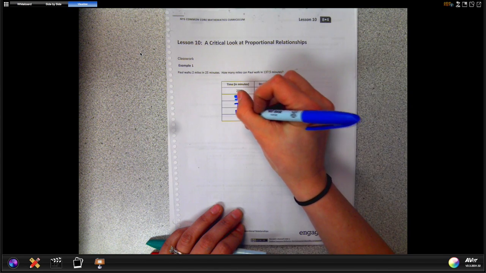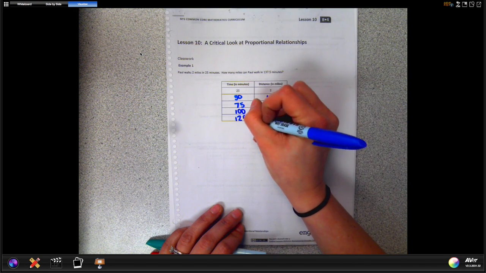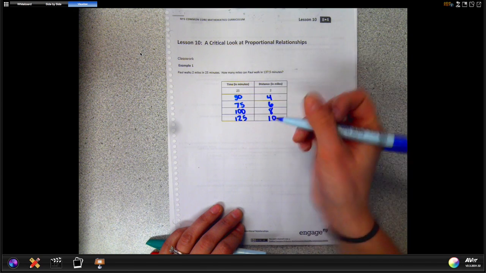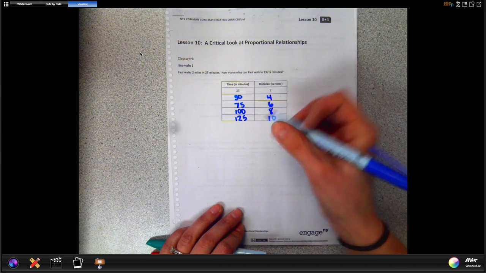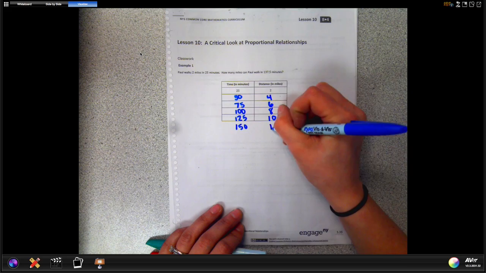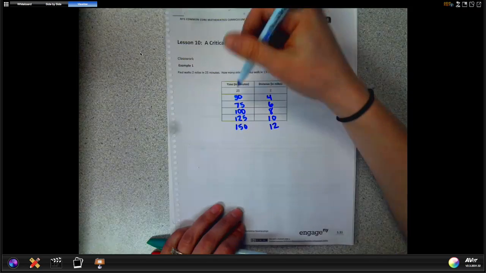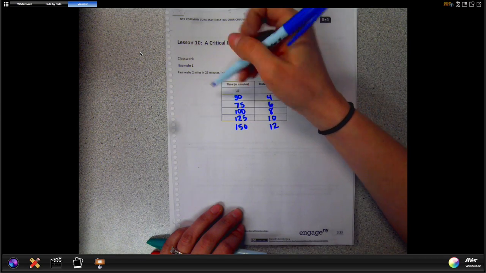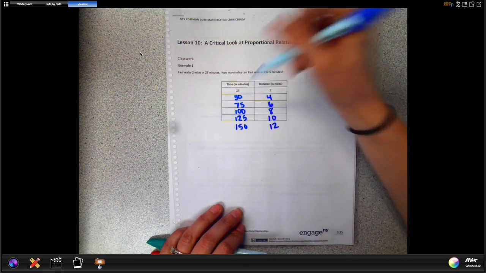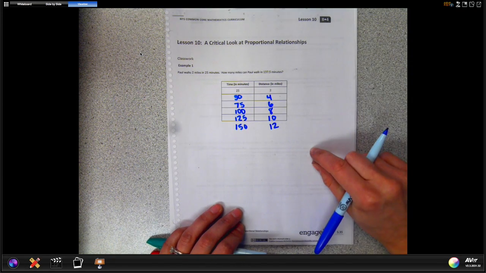Then in 100 minutes, he can go 8 miles. In 125 minutes, he can go 10 miles. And we're going to go one more just for the sake of our problem here: 150 minutes would get 12 miles in, okay? What's happening here is we are going up by 25 each time on the left side, and going up by 2 miles each time on the right side.